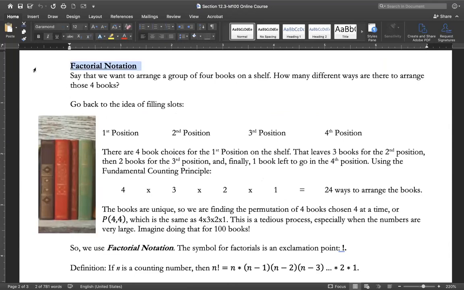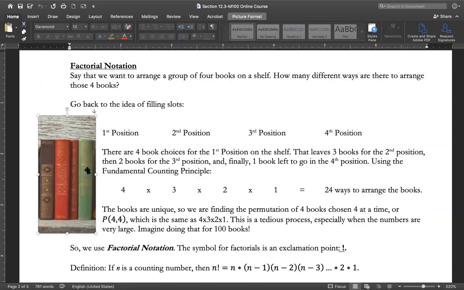Factorial notation is a mathematical operation involving multiplication. And the easiest way for you to understand it is to simply jump into a very basic problem. So let's say that we want to arrange a group of 4 books on a shelf. Here's an image right here of 4 books, 1, 2, 3, 4 books on a shelf. How many different ways can we fill or order these 4 books on the shelf? So there are 4 positions, 1, 2, 3, 4 positions for us to put the books on the shelf.